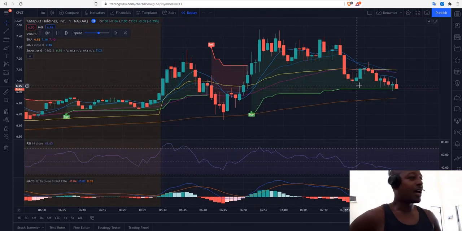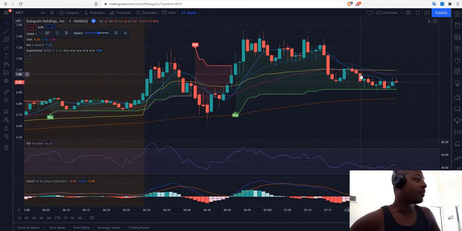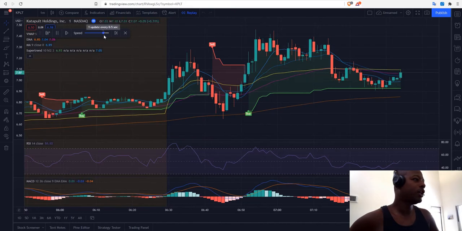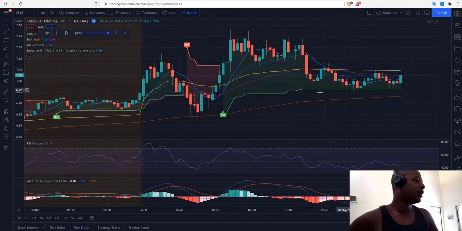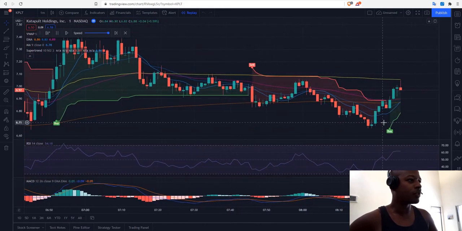I either got in a bad entry or this thing is just not going to go the way I want. Either way, I need to get out. So I got out at that point. Lo and behold, you speed that up and look at what happens the rest of the day. It just keeps dropping. Had I not got out when I got out, I would have lost more money.